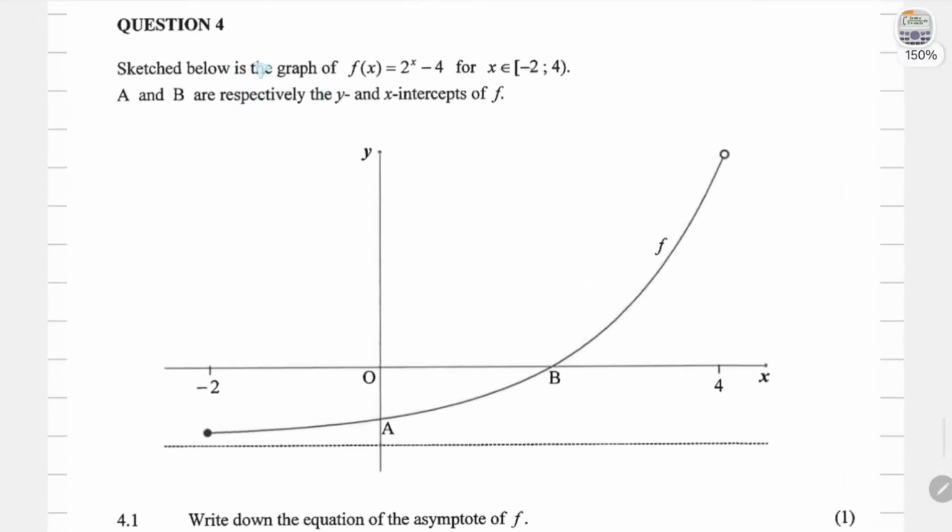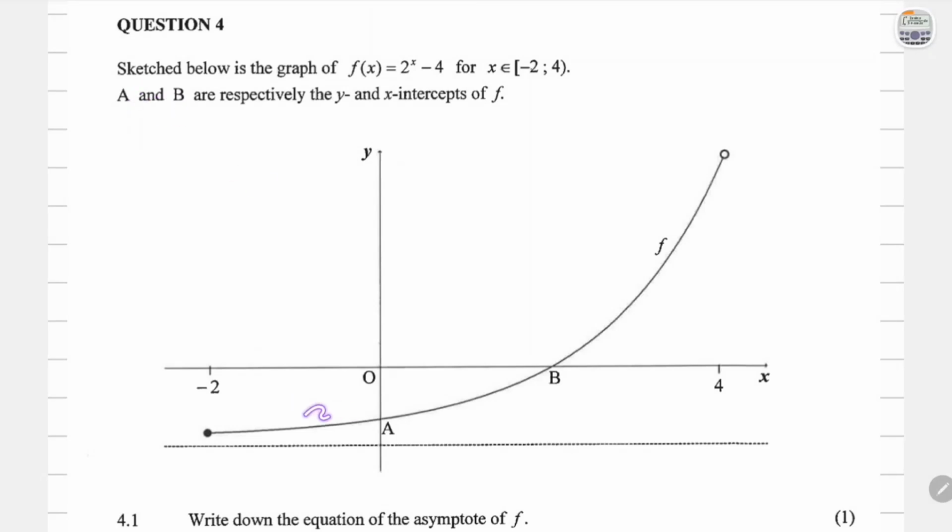Question 4, sketched below, is the graph of f of x is equal to 2 to the power of x minus 4. So this is an exponential function for where x is an element of negative 2 to 4. Now notice that negative 2 is an included value here, meaning x is actually equal to negative 2. Okay, it has an actual point with the x value of negative 2, and of course it will have whatever y value comes with that. But it is going to 4 and not including 4. So this will be values that are less than 4, but not equal to 4. And of course not greater than 4, because it's cut off at this point.